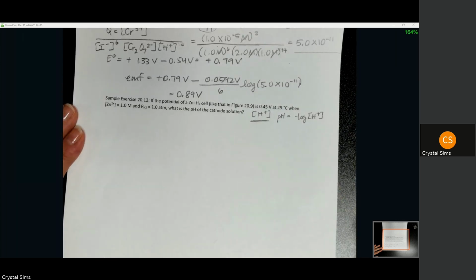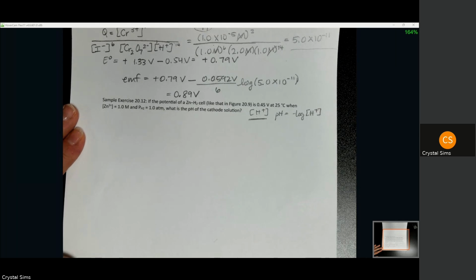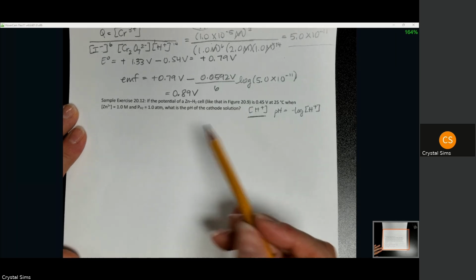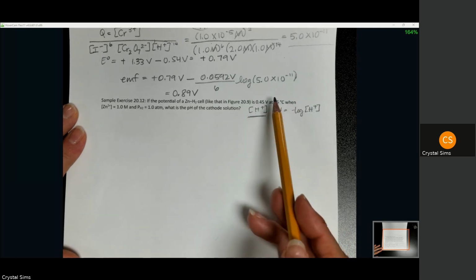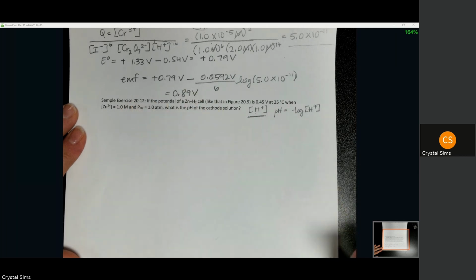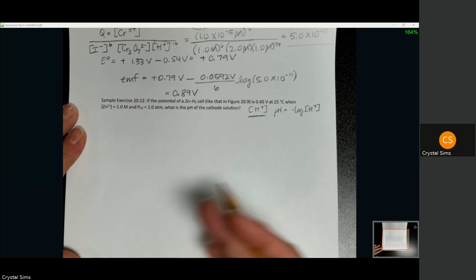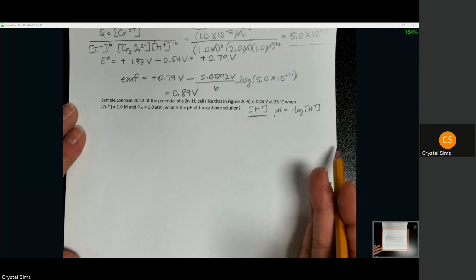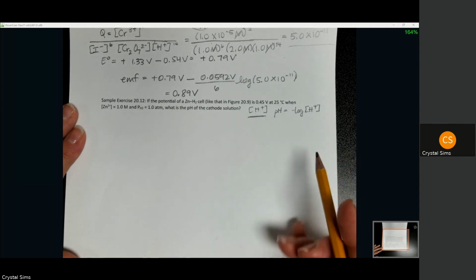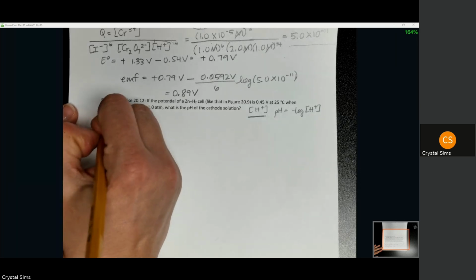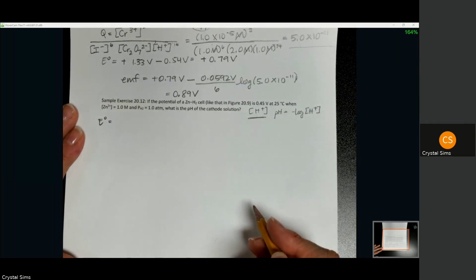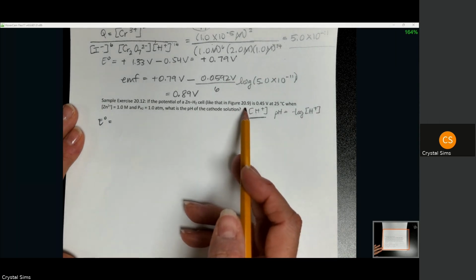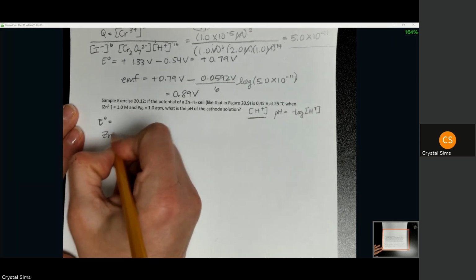So we've got to figure out a few things. We know we're going to be using the Nernst equation because we've got a non-standard situation. They've given us an EMF value. We have concentration, we have partial pressure. So we're going to have to use the Nernst equation, but kind of work backwards. So first thing we need to do is figure out our standard potential. Well, when we look at the reaction that is given to us here, it looks like this.